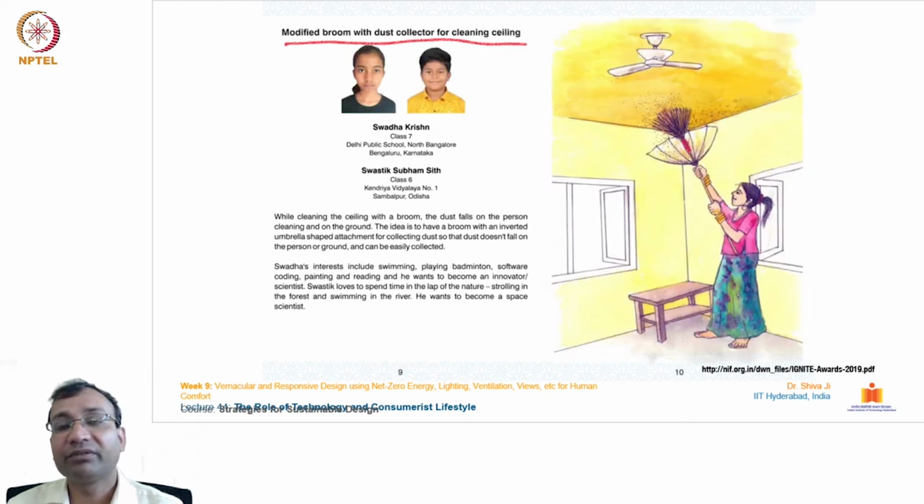Further, we have this beautiful innovation from two kids, who are from class 6 and 7, Swadha Krishna and Swastik Subham Sith. One is from Karnataka, another one is from Odisha. They have designed this modified broom with dust collector for cleaning ceilings. So this is how interesting it can be, without spoiling the lower floor, or spilling it on ourselves. One can save by using an inverted umbrella system in the broomstick.